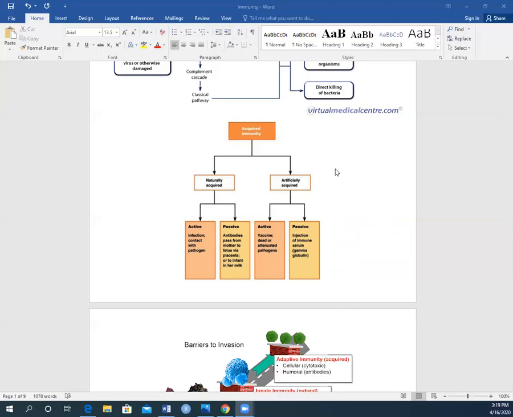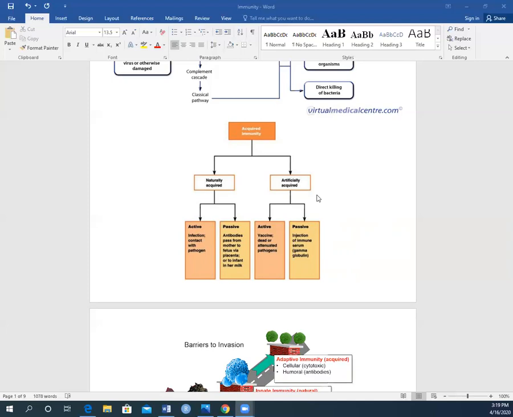In your acquired immunity, artificially acquired, you have your active. This is going to be through vaccines. So a vaccine introduces an antigen to your body, and it forces your body to recognize and create memory cells so that when your body comes in contact with that antigen in the future, your body can readily mount an immune response.